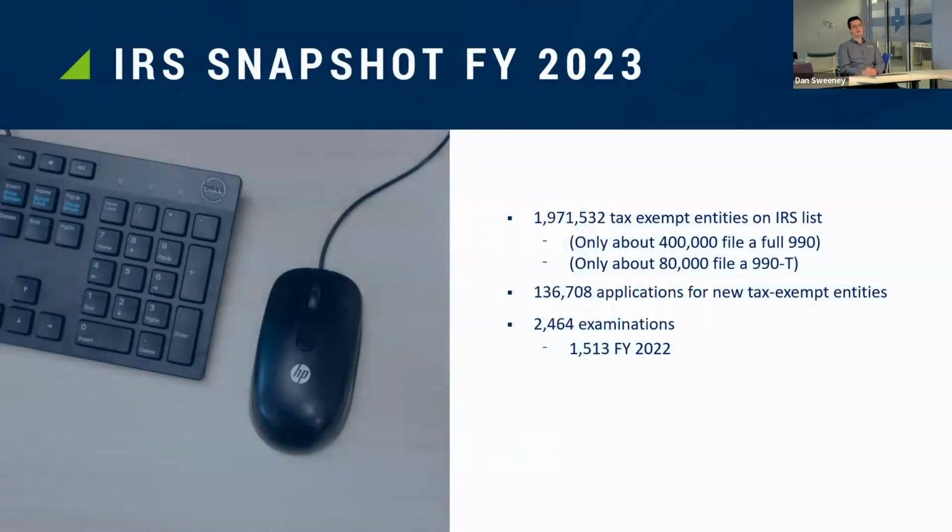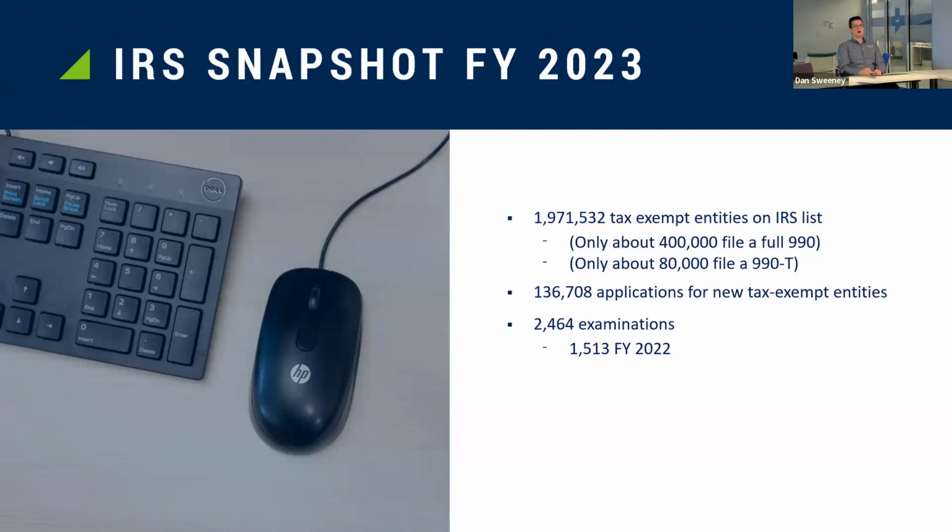So the first thing I want to talk about is from the IRS's point of view, where are we standing at? We're close to almost 2 million tax-exempt entities on the IRS's official list. Now, when you break it down a little bit more, only about 400,000 actually file a full 990, where they have more than an insignificant amount of assets or revenues for the year. And then only about 80,000 file that 990T to disclose UBIT information.